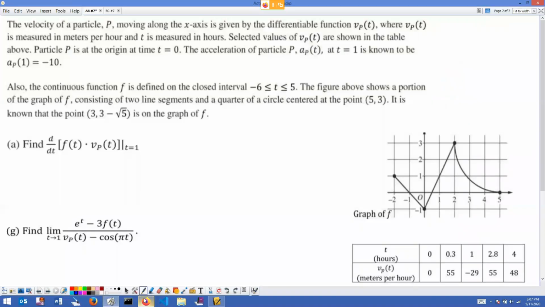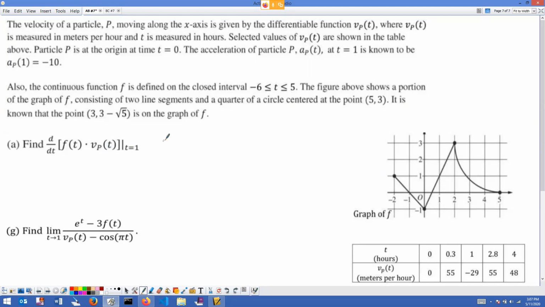So we've dealt with this chart before, and we dealt with this graph before. We did some stuff with them, but they didn't ever combine them together. So it asks us to find the derivative with respect to t of f of t times v sub p of t at t equals 1. They're just testing, do you know the product rule?